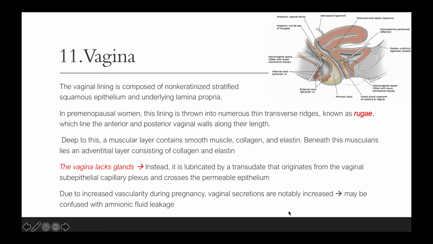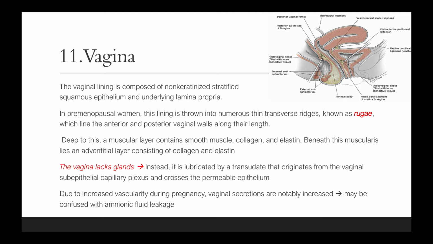So the vaginal lining is composed of non-keratinized stratified squamous epithelium and underlying lamina propria. In premenopausal women, this lining is thrown into numerous thin transverse ridges, which we call the rugae. So in this picture, these are what we call the rugae. Okay, so this lines the anterior and posterior vaginal walls along their length.